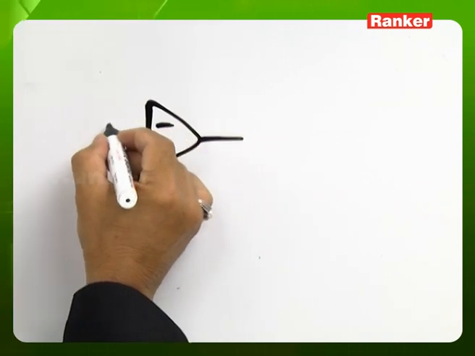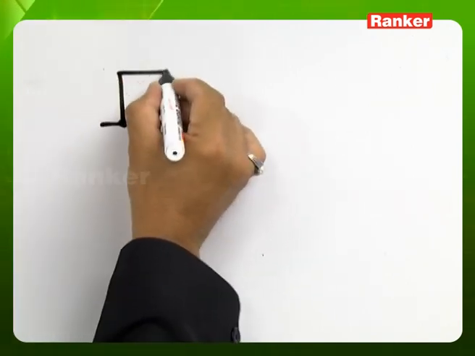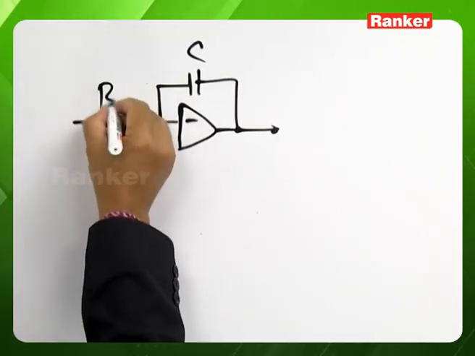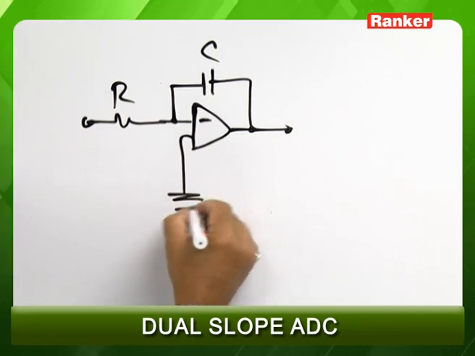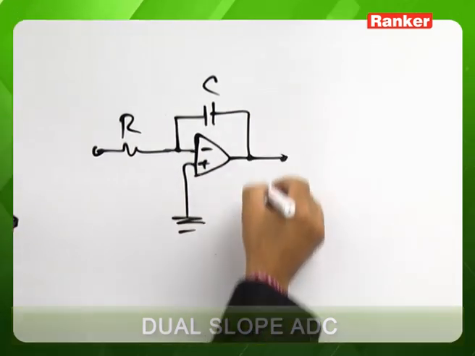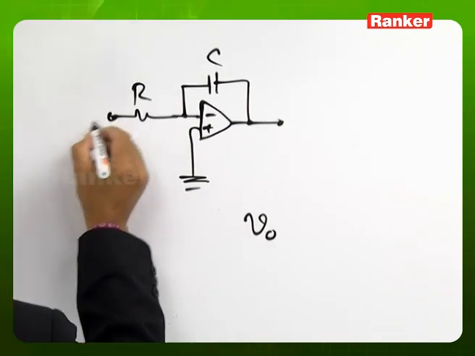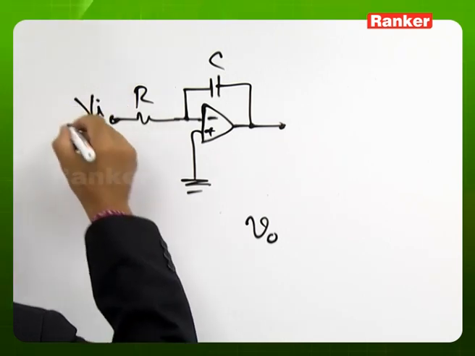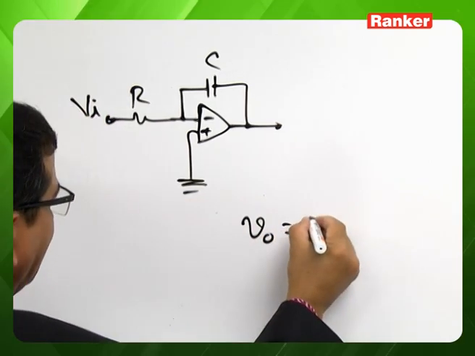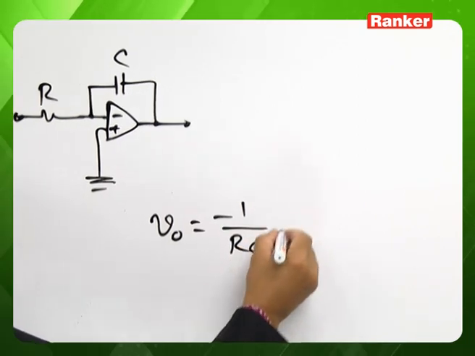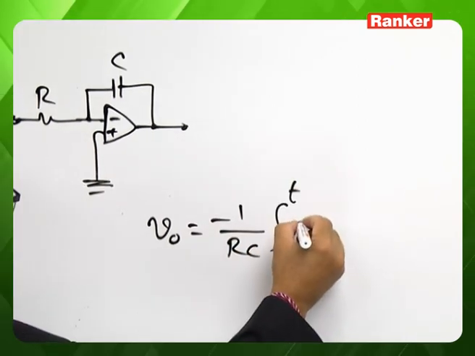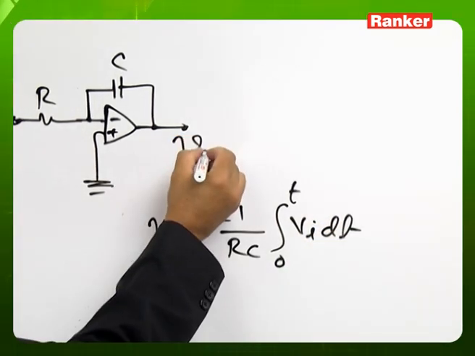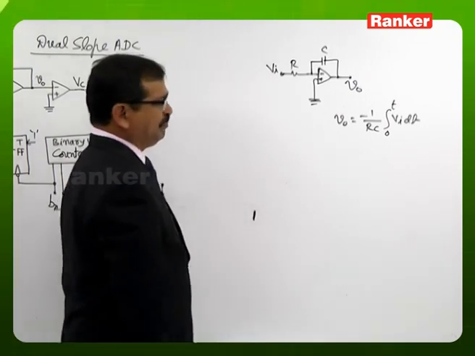as an integrator, we will be looking at the integrator output, or the output of this circuit. Basically, if the input is VI, VO we are going to read as minus of 1 by RC integration 0 to T VI dt. So it is the output what we are going to read for this input VI.